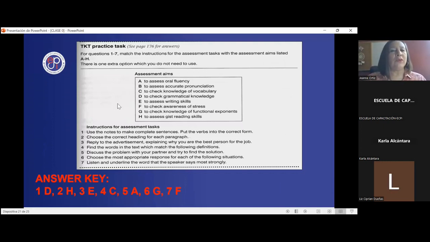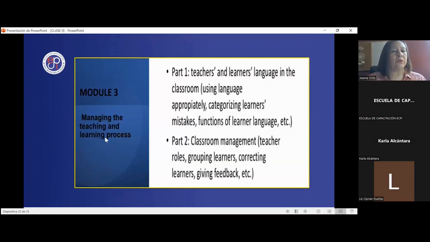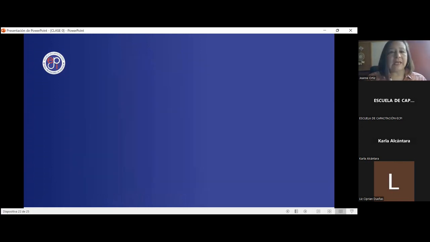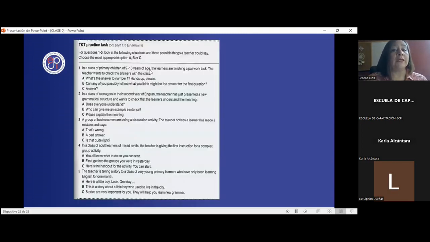And then we have module 3, that is managing the teaching and learning process. Here we have 2 parts, teachers and learners language in the classroom and classroom management, the roles and everything here. We have one exercise. It says, in a class of primary children of 9-10-year-old age, the learners are finishing a pair work task. The teacher wants to check the answer with the class. What is the correct answer according to your experience?